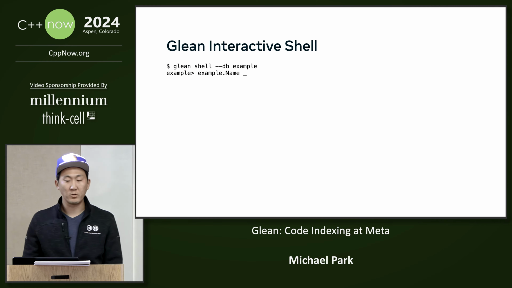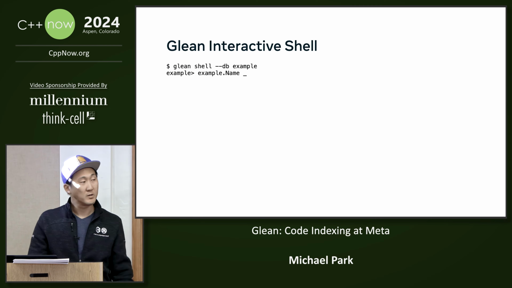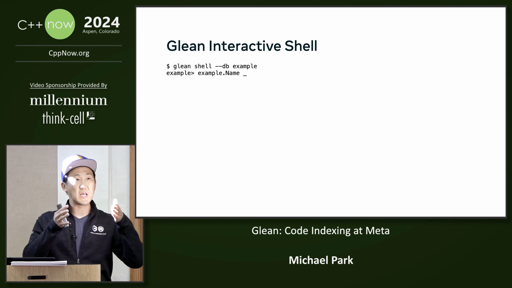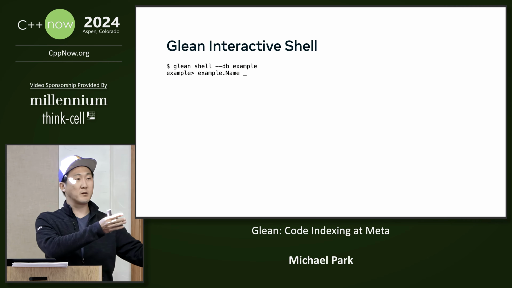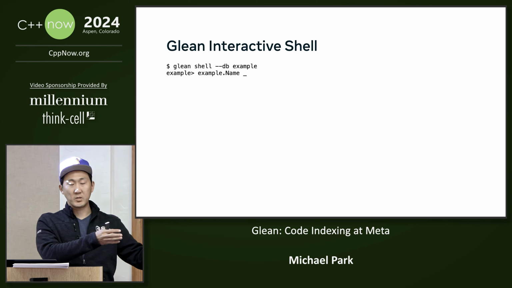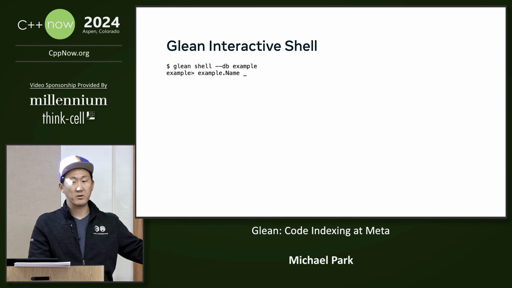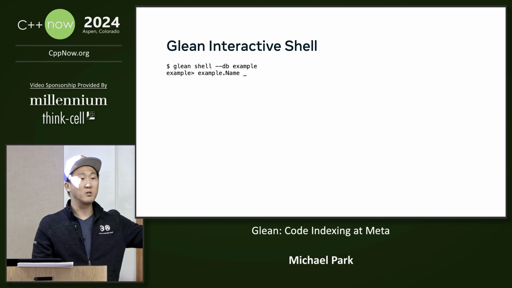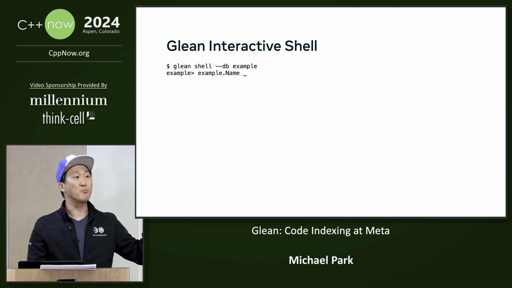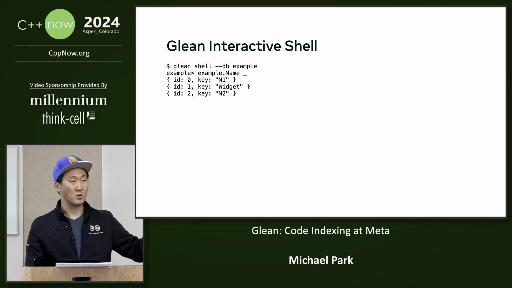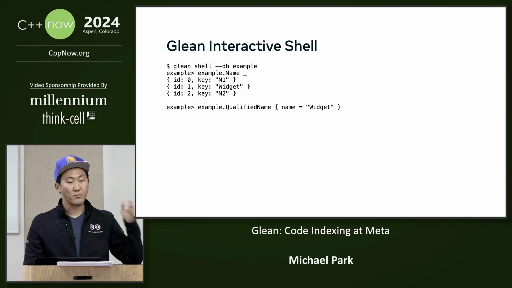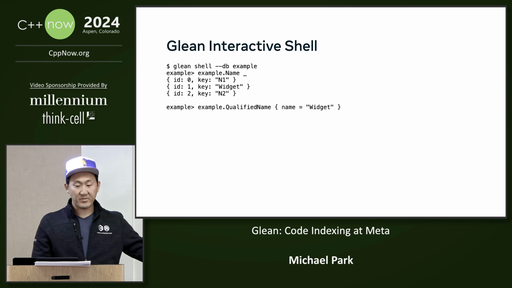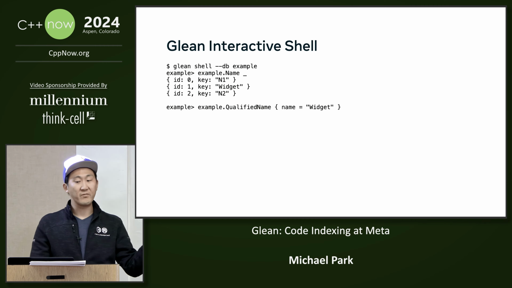So here's an example of some different queries. The queries are structured like this. On the left is the name of the predicate. On the right is going to be a pattern. In this case, underscore is a pattern, so it's going to match anything. And so this is going to basically just dump out all of the example.name predicate facts in the database. So we have 3 of those. We can do another shell query. On the left, we have qualified name, and on the right, we have another pattern.